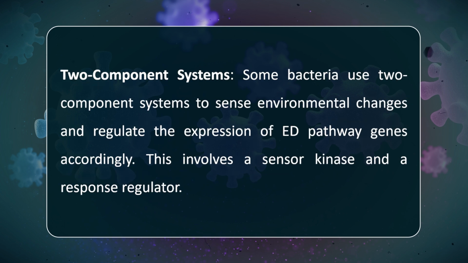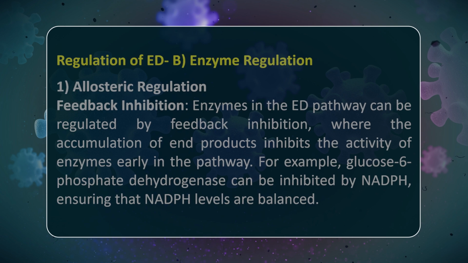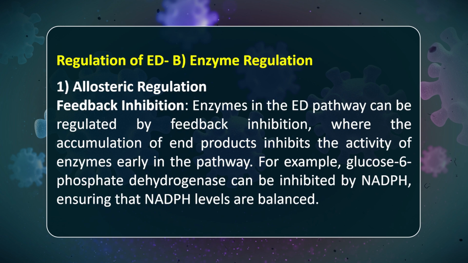Two-component system. Some bacteria use a two-component system to sense environmental changes and regulate the expression of ED pathway genes accordingly. This involves a sensor kinase and a response regulator. Second, regulation of the ED pathway by enzyme regulation. First is allosteric regulation. In allosteric regulation, there is a point called feedback inhibition. Enzymes in the ED pathway can be regulated by feedback inhibition, where the accumulation of end products inhibits the activity of enzymes early in the pathway.